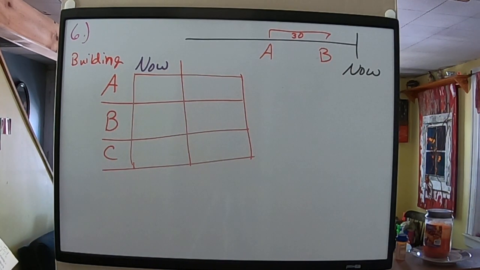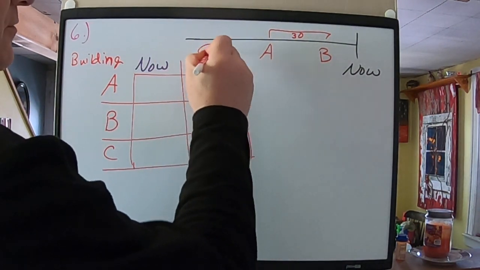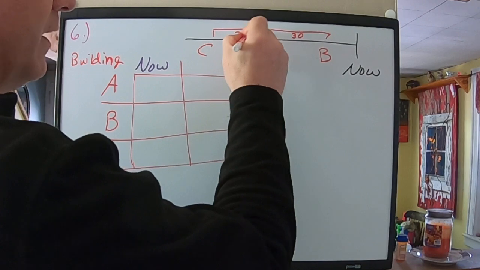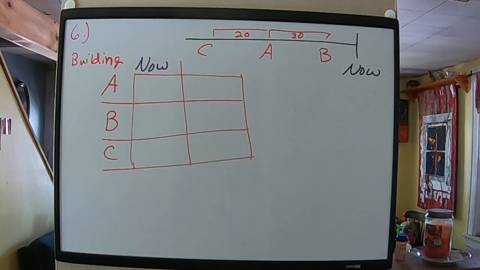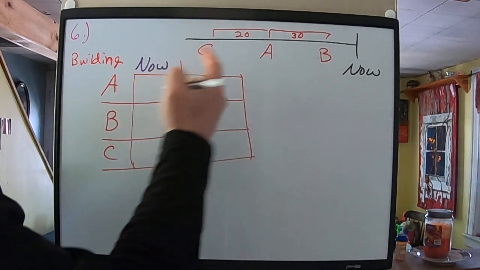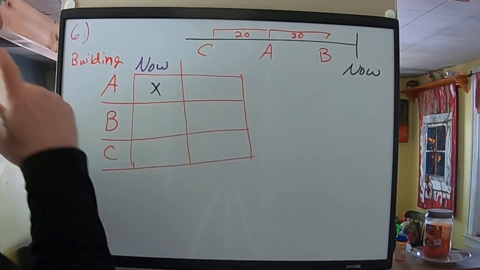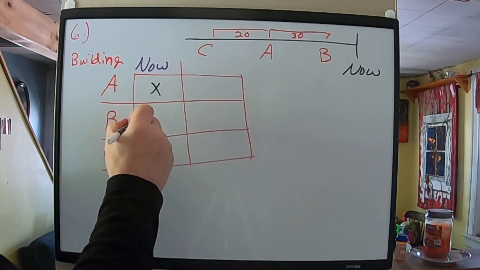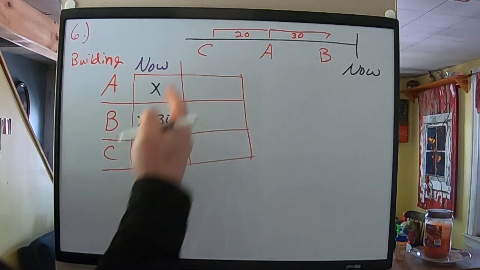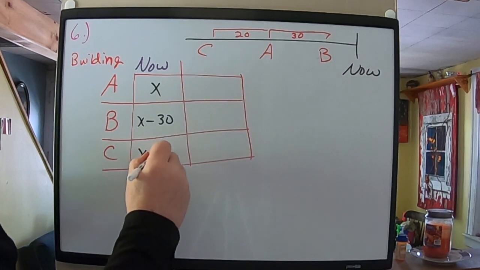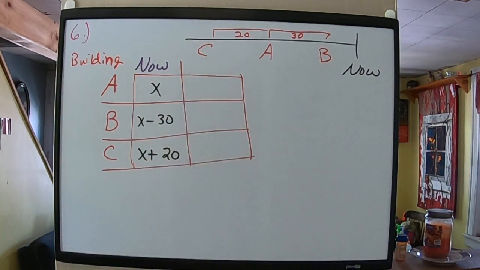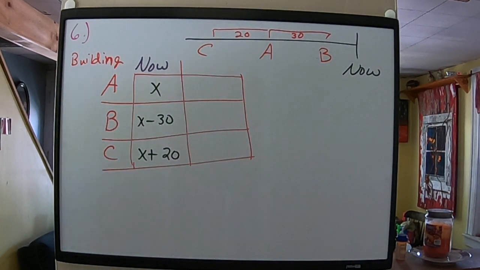And building A was built 20 years after C, making it not as old as C, so C's out here by 20 years. So if we were using building A as the variable, B is younger, so it's less than A, so x minus 30, and building C is older than A by 20 years. And that's how you would set up your table of now.